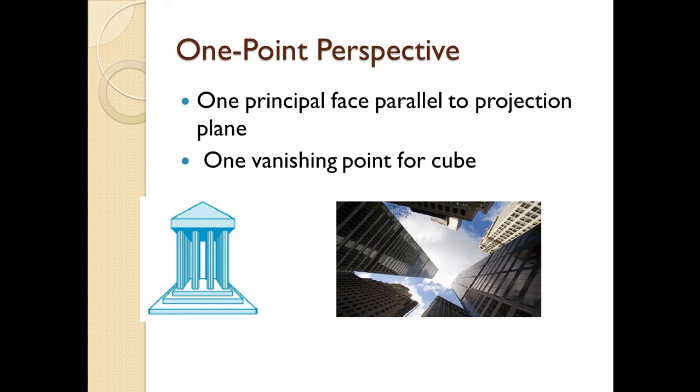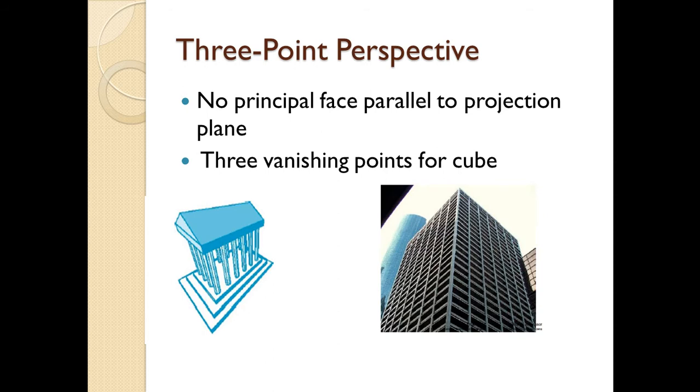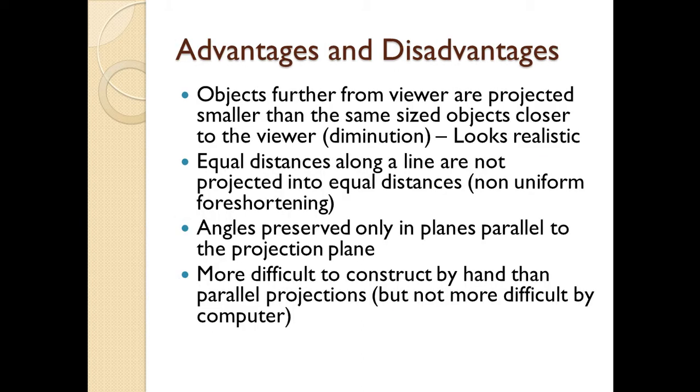In one-point perspective projection, the view plane intersects one principal axis. The other one is two-point perspective projection, when the view plane intersects two of the principal axes and two principal vanishing points are obtained. In three-point perspective projection, the view plane intersects all three principal axes, then three principal vanishing points are obtained. That is called three-point perspective projection.